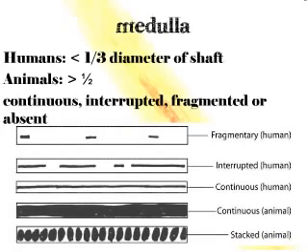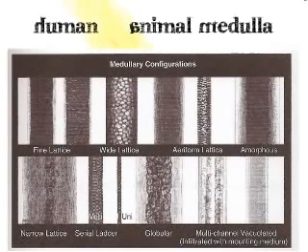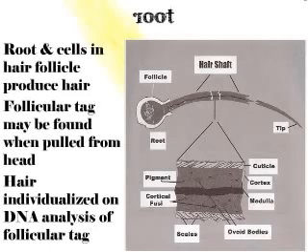The medulla may be classified as being either continuous, interrupted, fragmented, or absent. In human head hairs, the medulla is usually absent or fragmented. Most animals have a medulla that is either continuous or interrupted. In addition, the shape of the medulla in animals varies from a nearly cylindrical appearance to a patterned shape. The root and other surrounding cells within the hair follicle are important for hair production and growth.